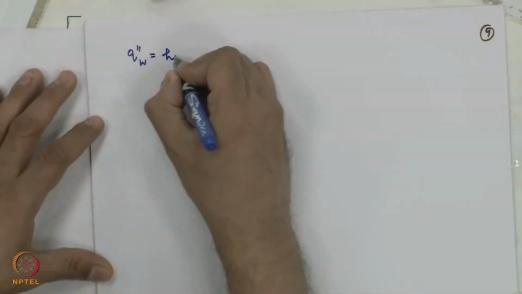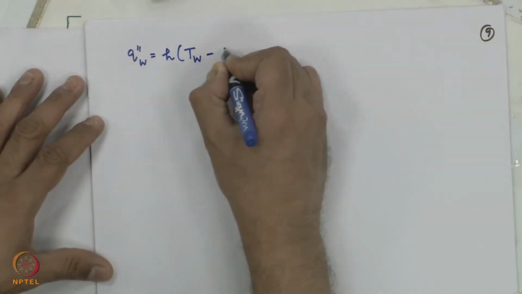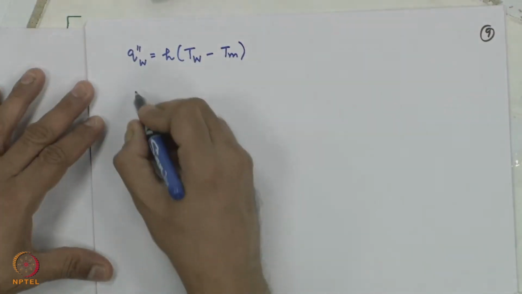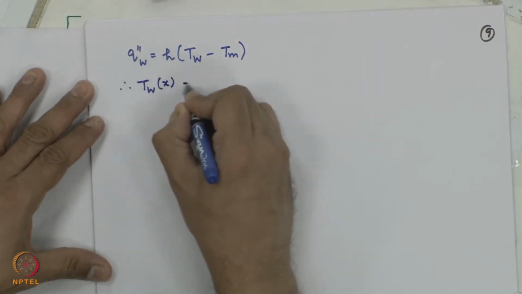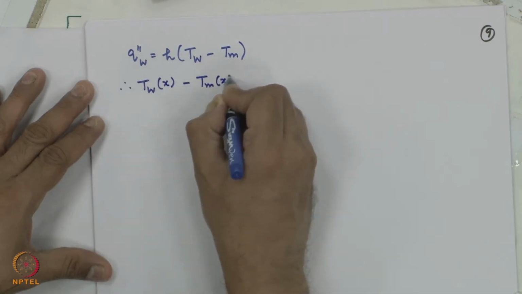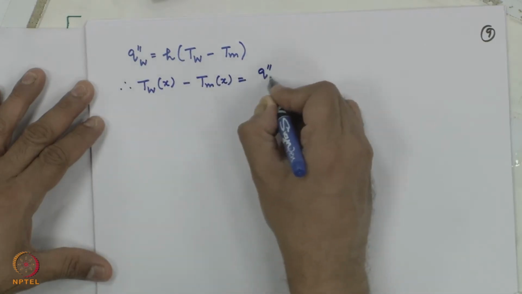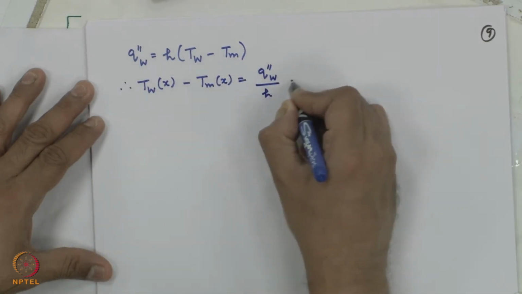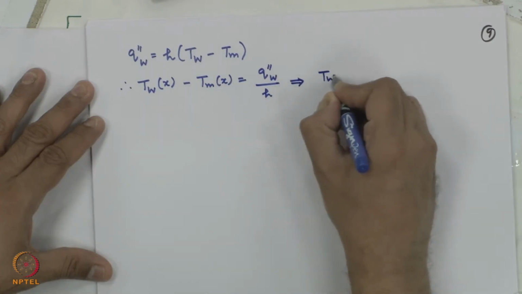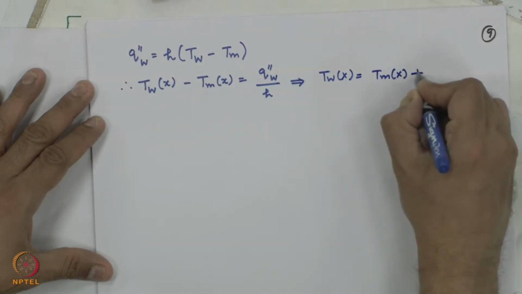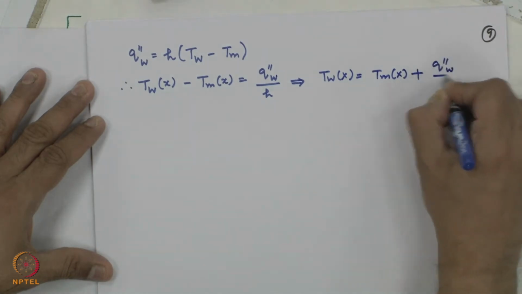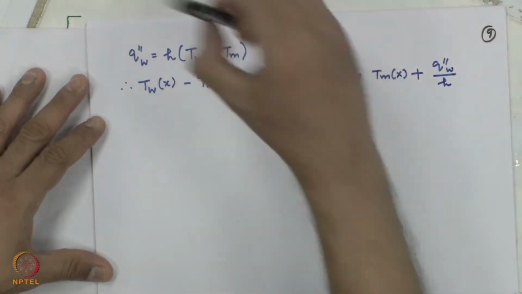What is q double prime also? h times T wall minus T bulk mean. Therefore, T wall local minus T bulk mean local is equal to q double prime by h. This means T wall local is T bulk mean local plus q double prime by h. Is it right?